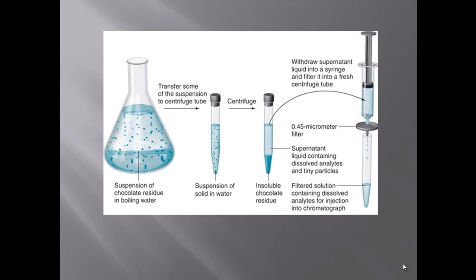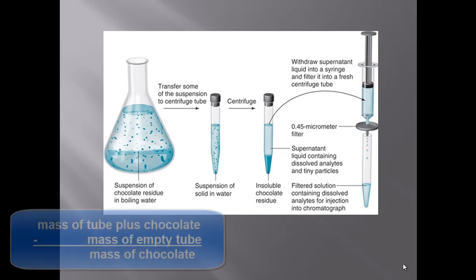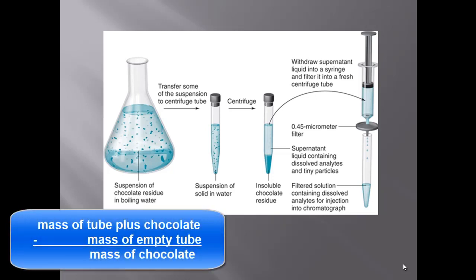Once they've removed the residue solvent by boiling the centrifuge tube in a beaker of boiling water, they go ahead and weigh the centrifuge tube plus the content of the defatted chocolate residue, and then subtract the known mass of the empty tube. That way they know what mass of chocolate they actually have in their tube.